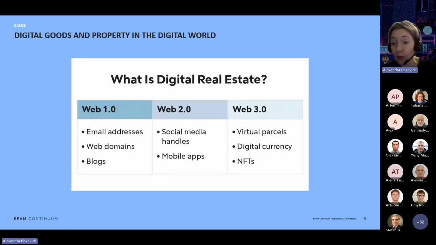And first of all, let's remind ourselves what digital real estate is. And again, there are various generations of the internet, and various applications which reside on various generations, but we are speaking about email addresses, web domains, blogs, social media handles, mobile applications, virtual parcels, digital currency, and again, NFTs. And well, there are more. Those are undoubtedly the ones at the top of your mind.